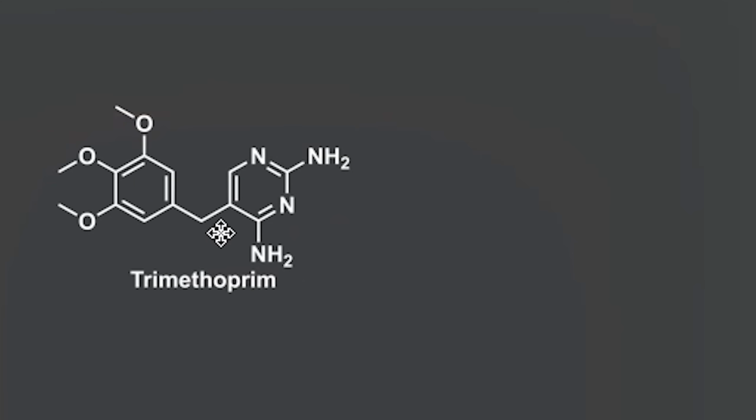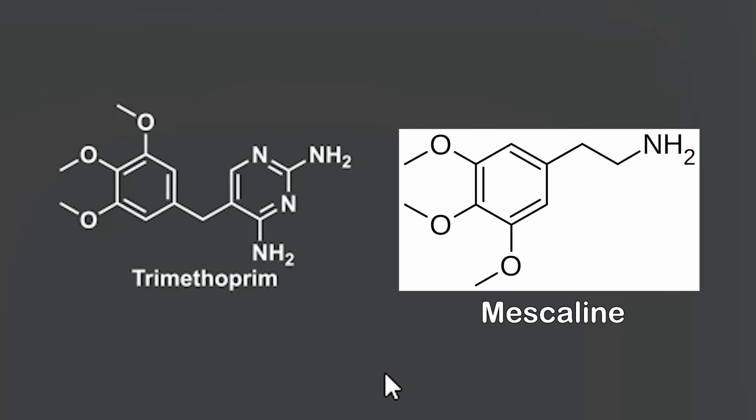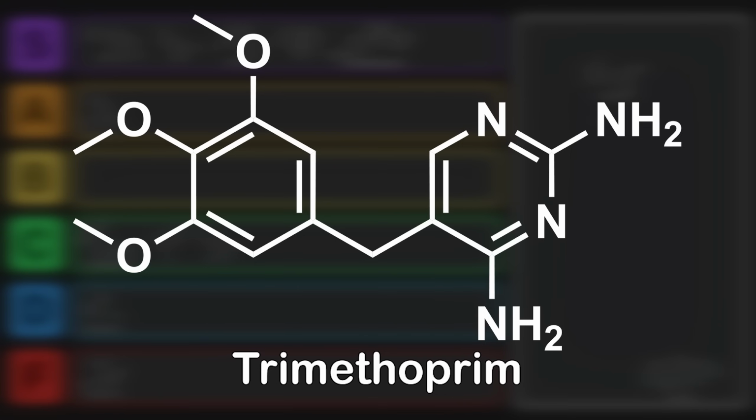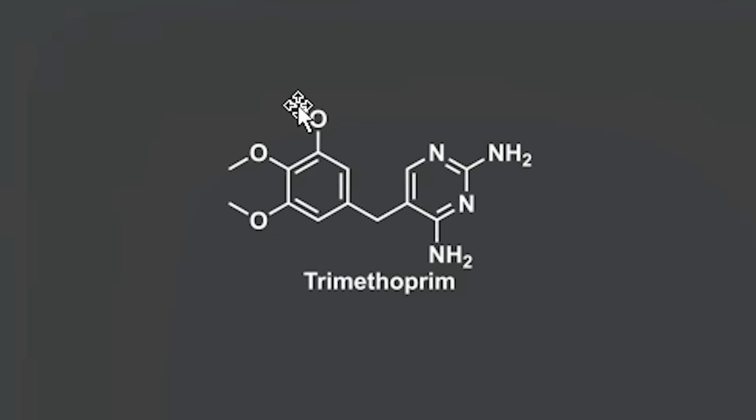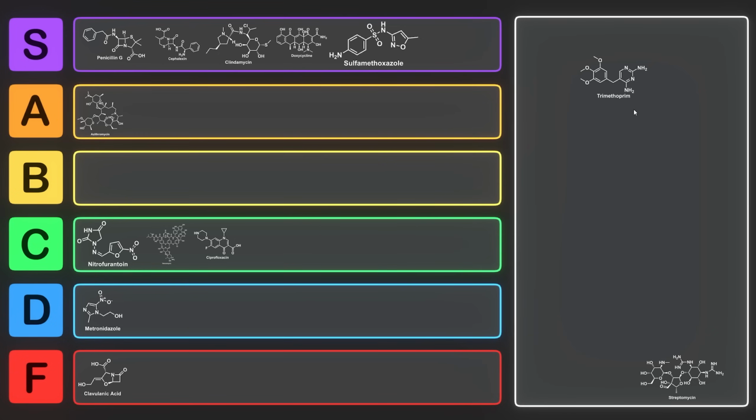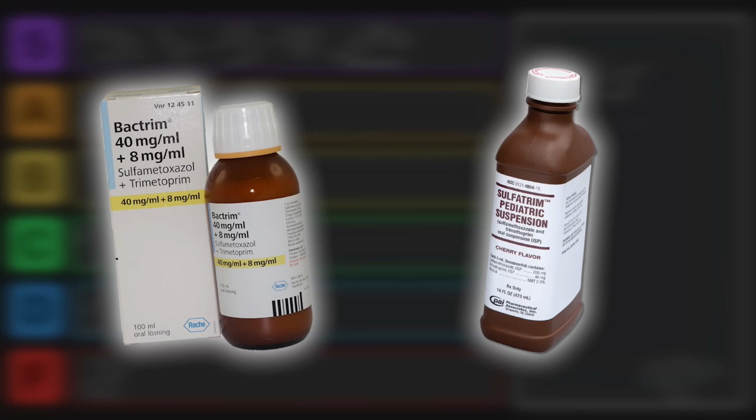This structure reminds me of a compound I've seen before, but I can't quite remember which one it was. Trimethoprim is a fully synthetic antibiotic. It has this interesting 1,2,3-trimethoxybenzene motif, and it also has this pyrimidine ring. Trimethoprim treats many of the same conditions as sulfamethoxazole, and both compounds are frequently bundled together in the same medication.